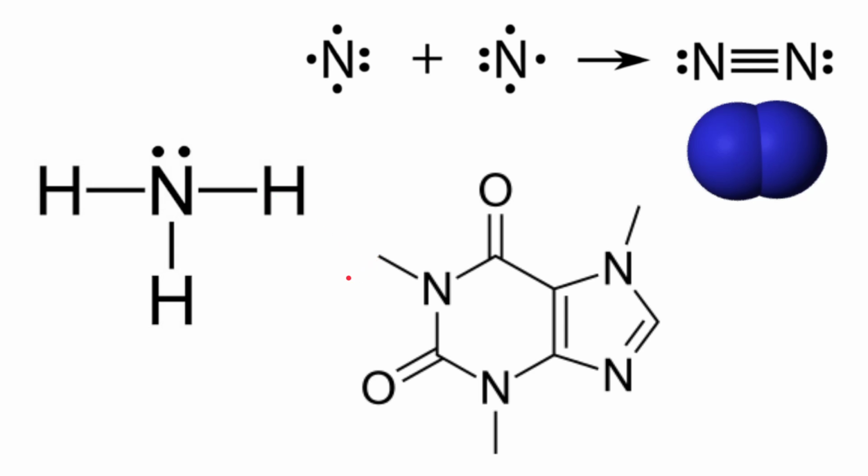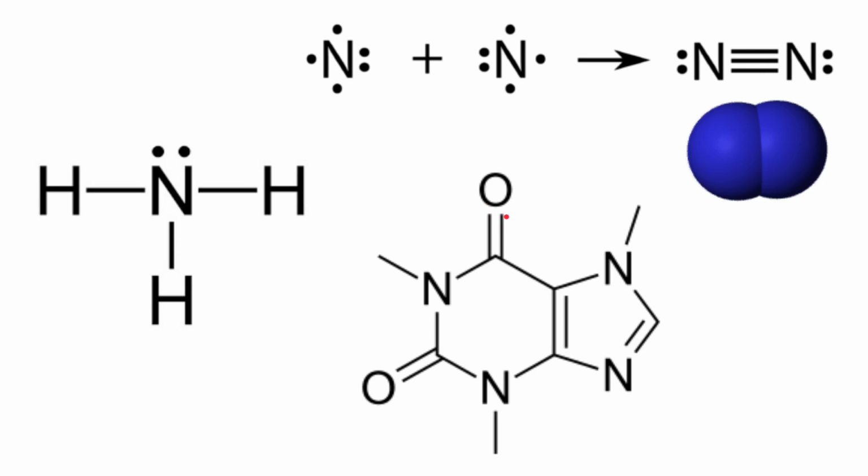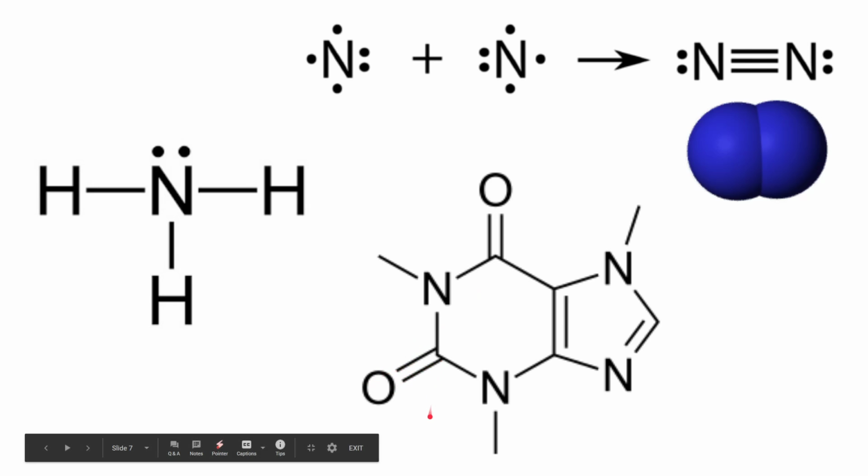This is a complicated molecule. I'm pretty sure this is caffeine. And again, you see nitrogen only forming three bonds in each case. Here we have a double bond and a single bond. Okay? Also note oxygen. Oxygen only forms two bonds, and carbon can form four.